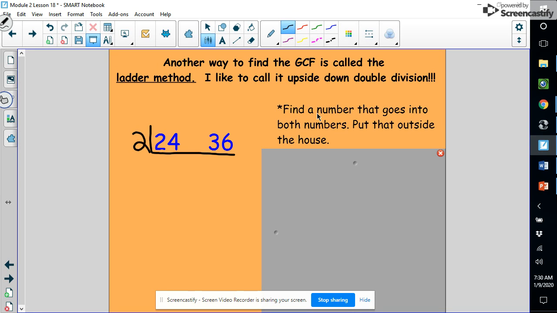Now, are there other options? You could have put 4, you could have put 6, you could have put 12. Any of those, you could put 3. Any of those are correct. There's lots of correct ways to do this problem. I'm just choosing 2 to start.